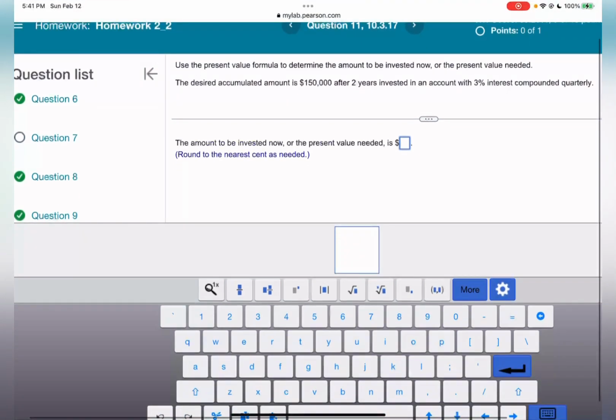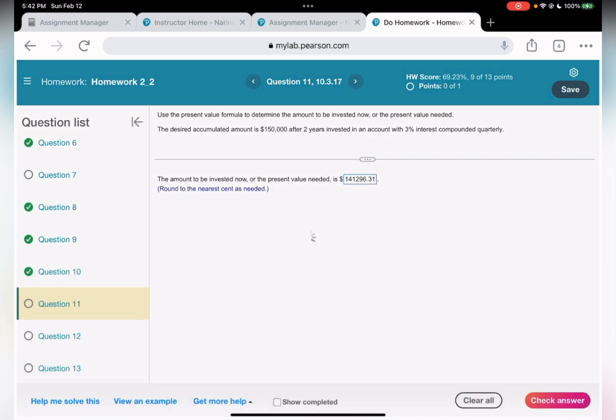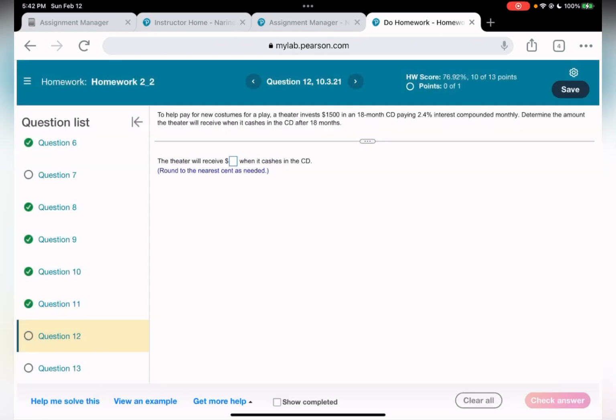So this is going to be 141,296.31. It has 2 decimals. It's asking nearest cent. Nice work. Okay, number 12.